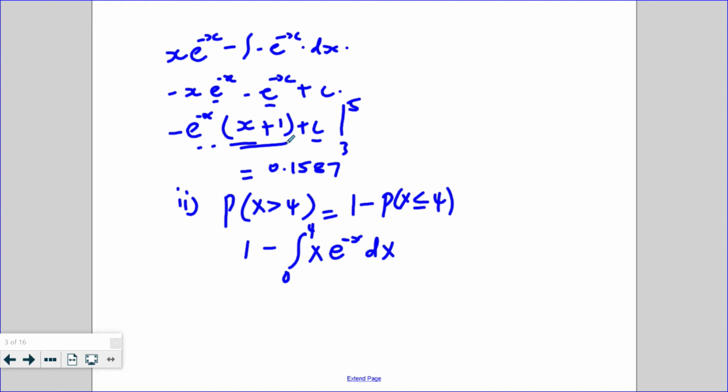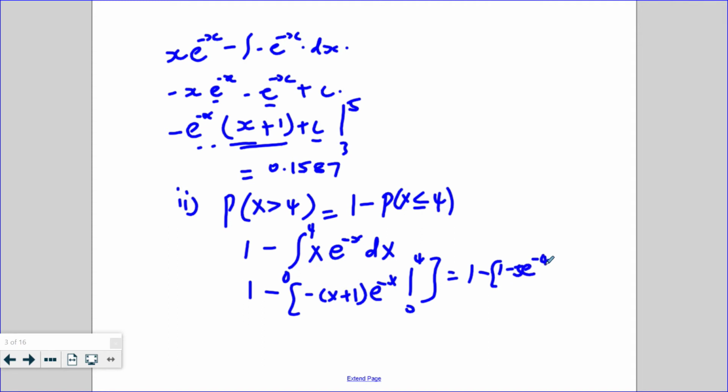So it is 1 minus negative x plus 1 exponential negative x. The limit is from 0 to 4. Substituting this one, we obtain 1 minus 5 exponential negative 4. So it is giving us 0.09158.